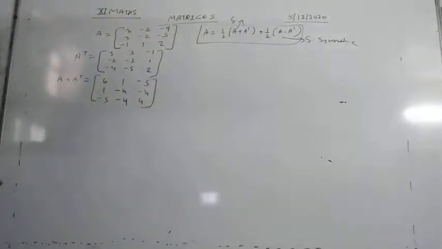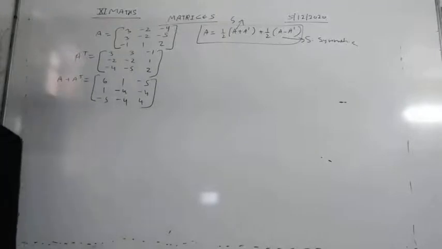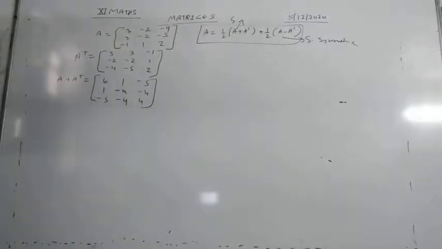Okay. So A plus A dash is this: 6, 1, -5; 1, -4, -4; -5, -4, 4.